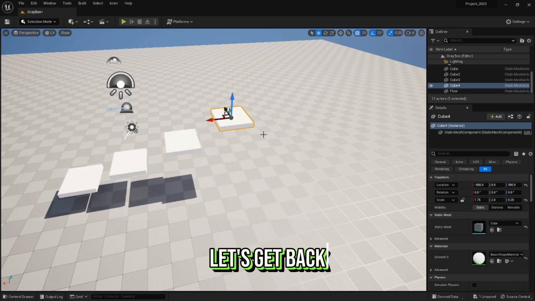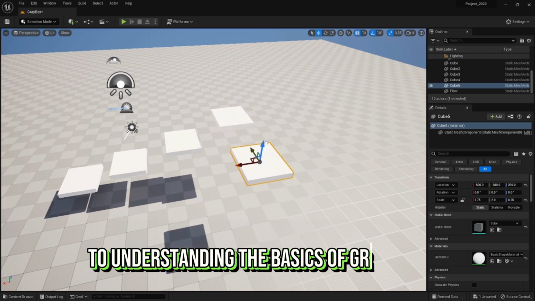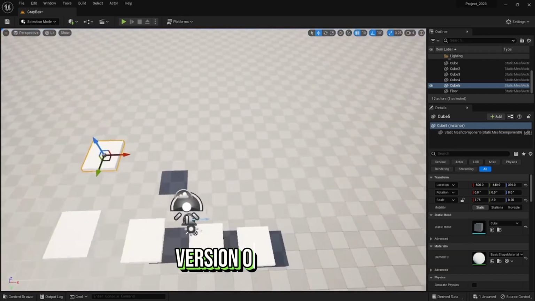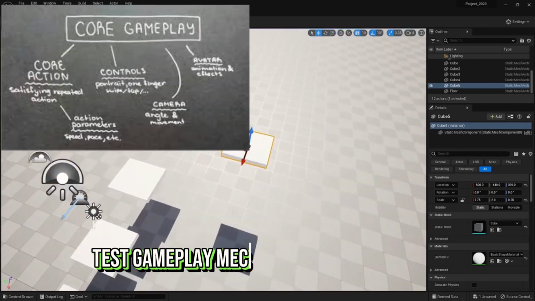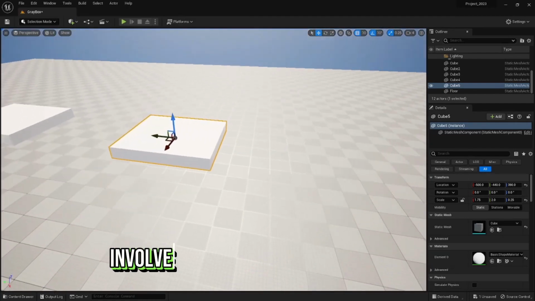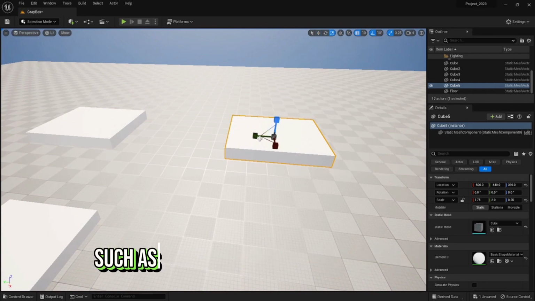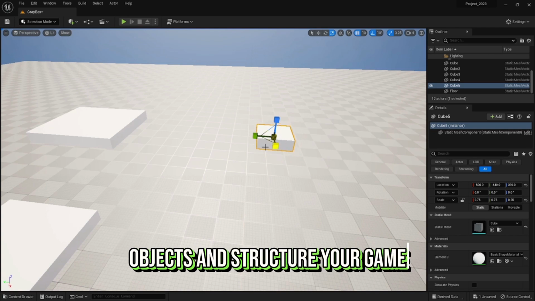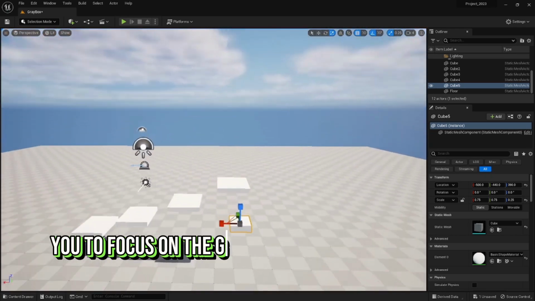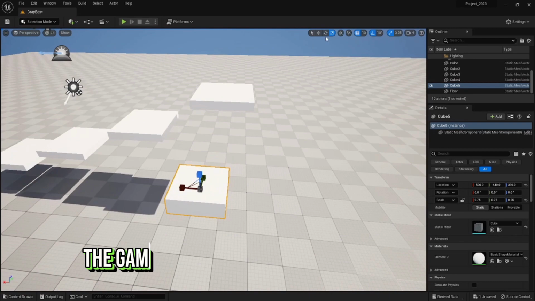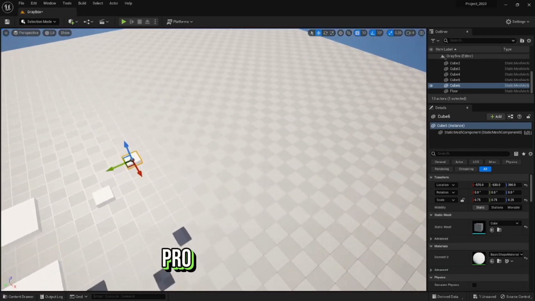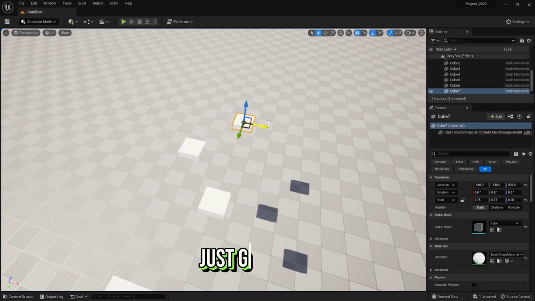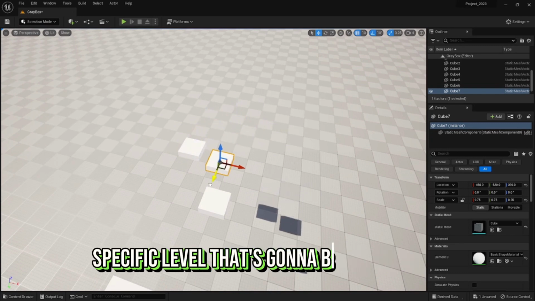Let's get back to understanding the basics of grayboxing. Grayboxing is a process of creating a simplified version of your game's environment to test gameplay mechanics and level design. It involves creating placeholder assets such as cubes and cylinders to represent objects and structure your game. Grayboxing allows you to focus on the gameplay mechanics and layout of your game without worrying about the visual polish of your assets. Now you can see in the background, it's just me grayboxing a specific level that's going to be in this game.